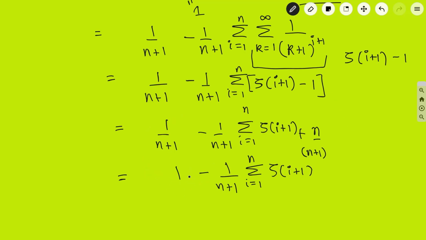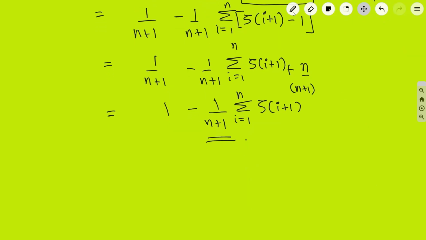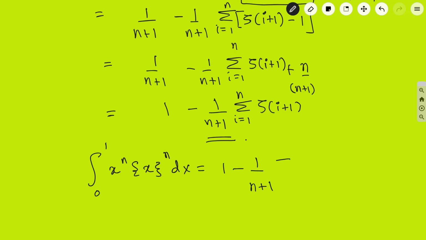So that's 1 minus 1 by n plus 1 summation i from 1 to n of the Riemann zeta function of i plus 1. So this is the final integral, right? Let me write down the final integral here. The integral from 0 to 1 of x to the power n times the fractional part of x to the power n dx is nothing but 1 minus 1 by n plus 1 summation i from 1 to n of the Riemann zeta function of i plus 1. So this is what you get as the final answer.